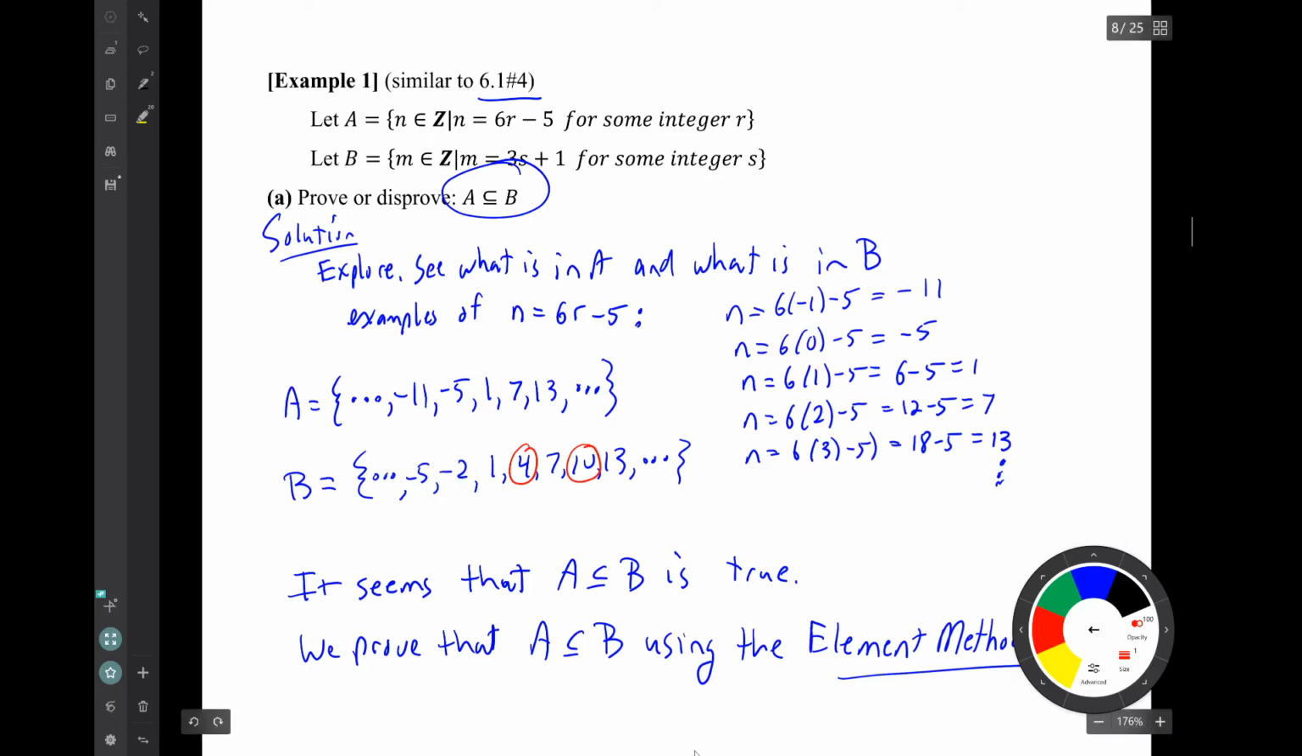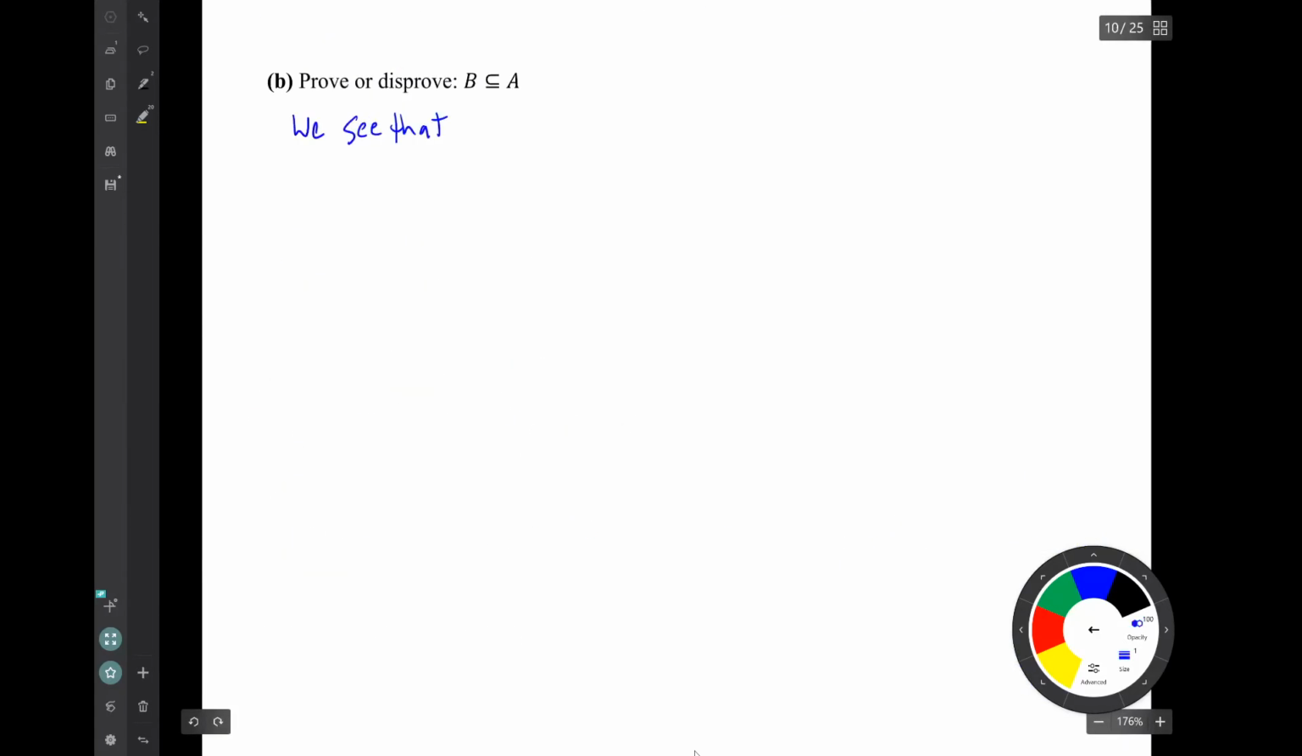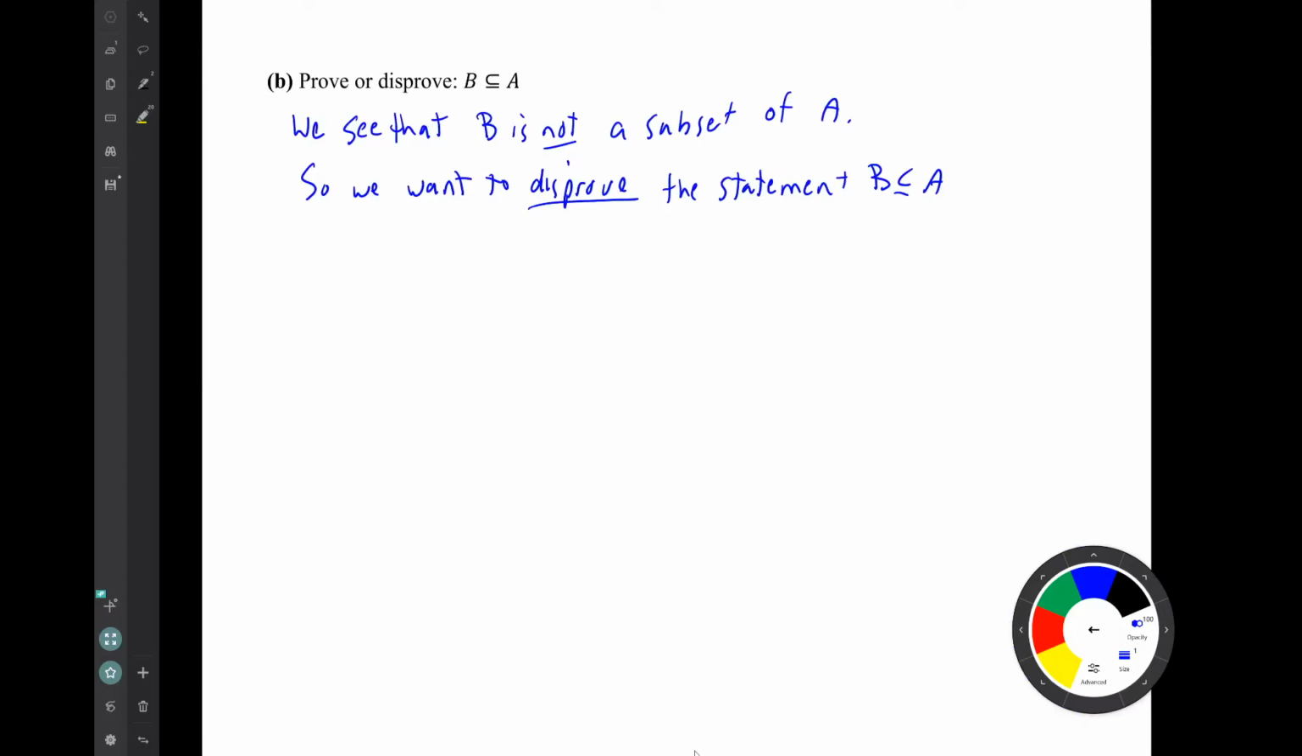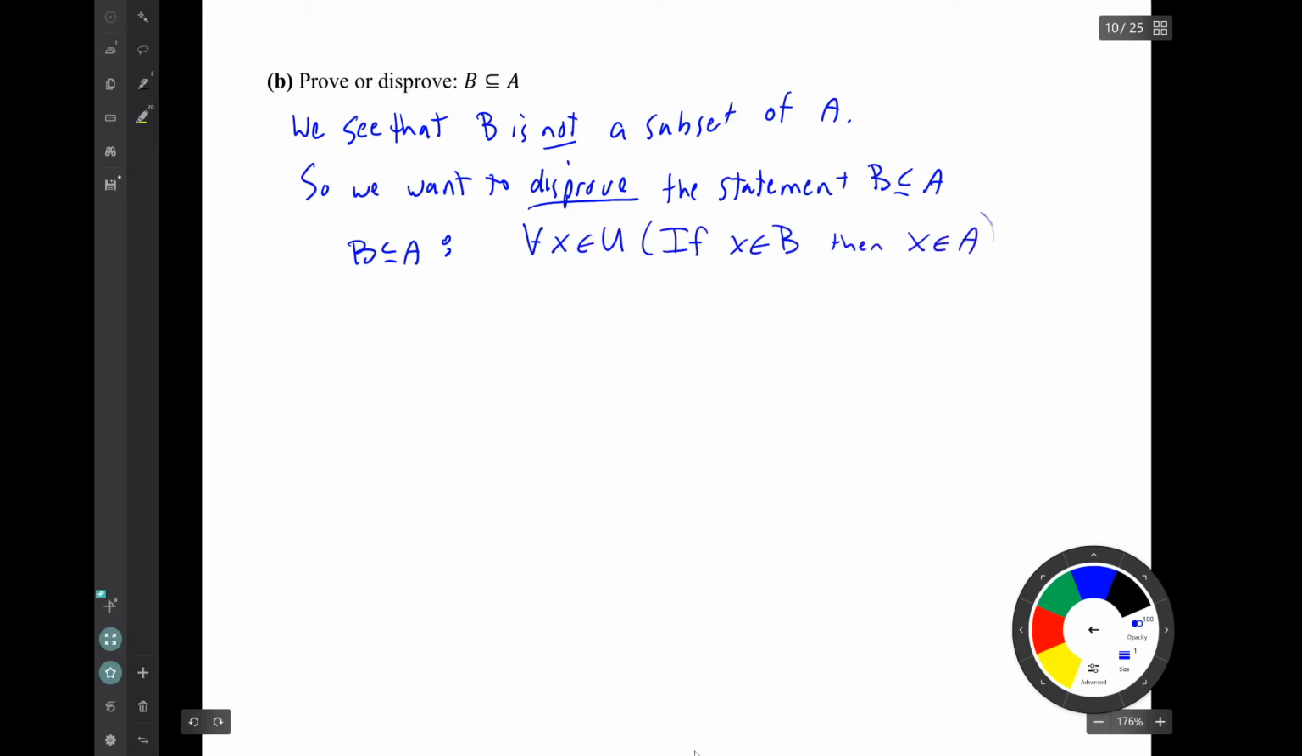So how do we prove that? So we see that B is not a subset of A, but now how do we prove it? Or how do we disprove that B is a subset of A? So we want to disprove this. And the negation of that is the following.